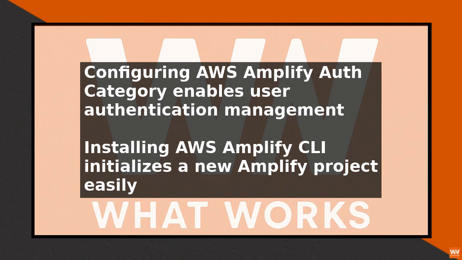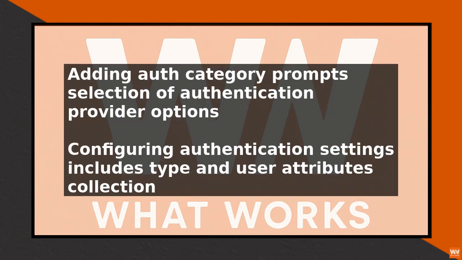Next, run the command Amplify add auth to add the auth category to your project. This will prompt you to select the authentication provider you want to use, such as Amazon Cognito. After selecting the provider, you will be asked to configure the authentication settings, including the authentication type and the attributes you want to collect from users.